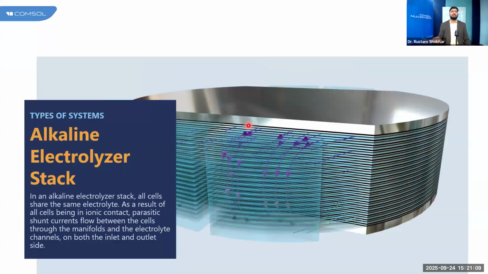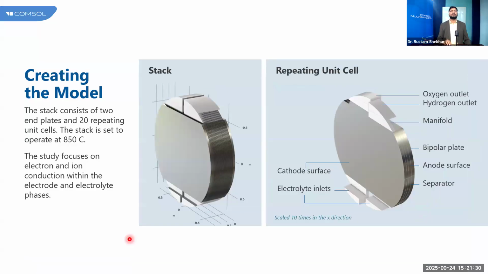When we stack it, what we are trying to observe in this particular model, we will see in the results, like how the ion contacts are there. If there is any parasitic shunt current, how that may affect my performance. And we can see the inlet and outlet, and at the inlet and outlet, if we have a shunt current, how it will affect the performance. So the study will focus on electron and ion conduction within the electrode and electrolyte phase, even when we have this complete stack available.